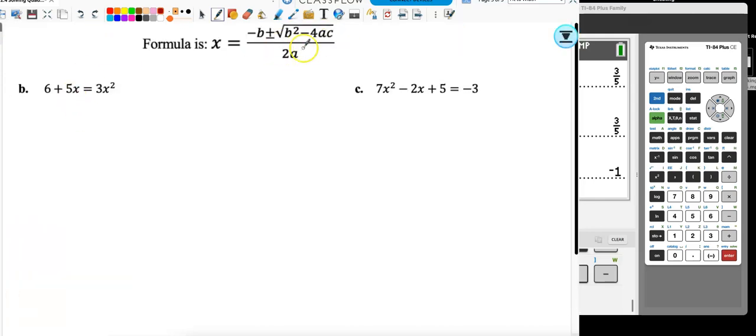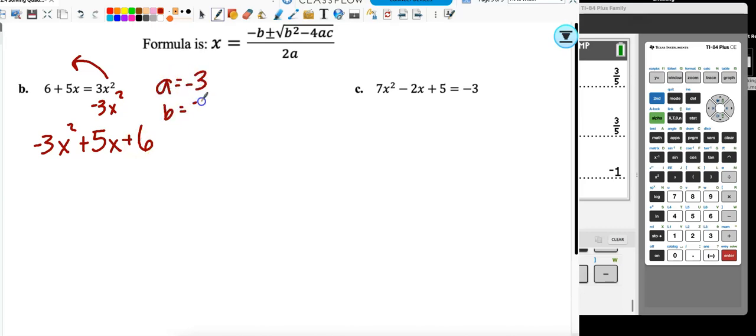All right, so our formula's up here. So step 1, set it equal to 0. Okay, so let's go ahead and move this minus 3x squared to the left side. So I would have negative 3x squared plus 5x and then plus a 6, because I want it to be in order for A, B, and C. So my A is a negative 3, my B is a 5, and my C is a 6. Okay, so let's plug it into our formula.